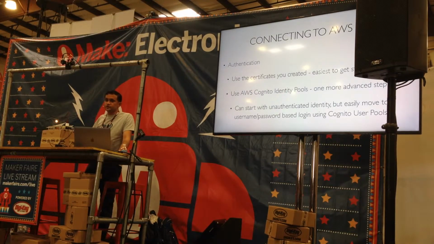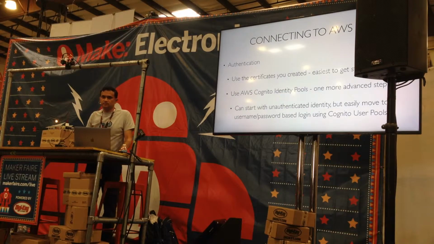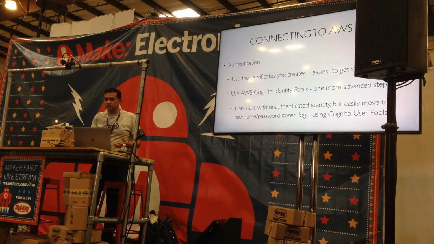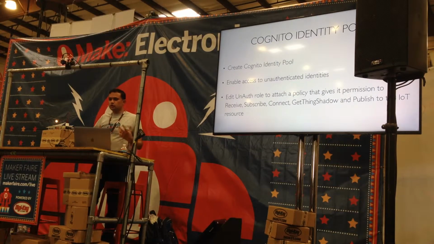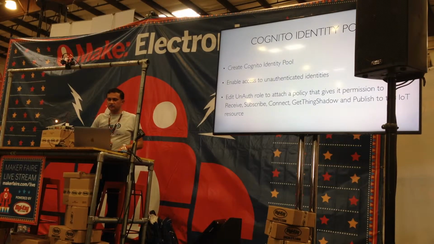But this also allows you to use something called Cognito user pools that will allow you to easily add username and password based login for your mobile app. So what do you do with the Cognito identity pool? You first need to create the identity pool and then enable access to unauthenticated identities. Again, I have a bunch of text here.